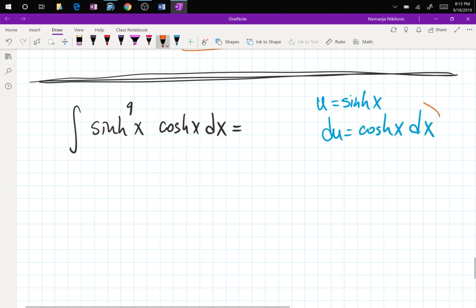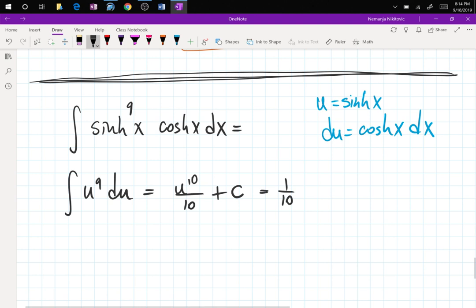If you take a look at the peanut over here and the peanut over here, same peanut. So if you're allergic to the stuff, then we'll let the natural selection deal with that. U to the 9 du, which is u to the 10 over 10 plus c. Now we have to go to the original variable, so I don't care about u, I care about the x, right? So we say sine hyperbolic to the 10 x plus c.